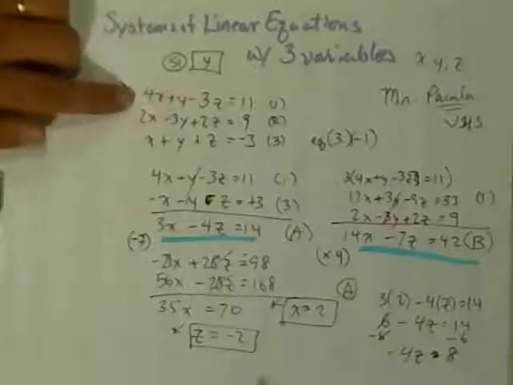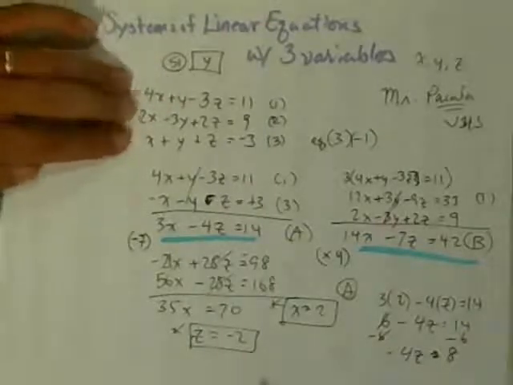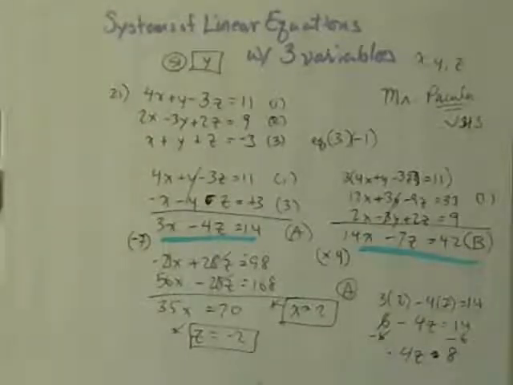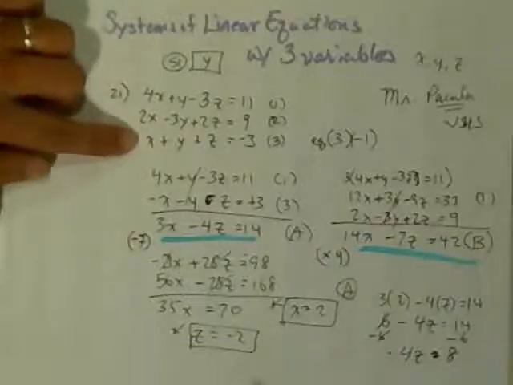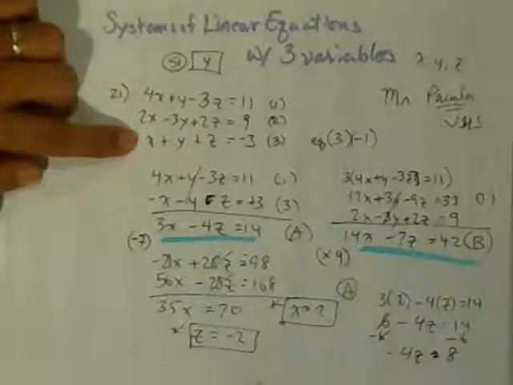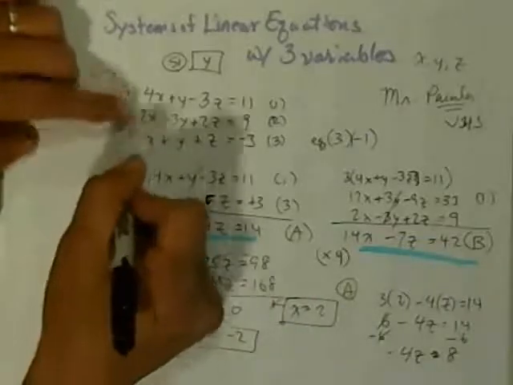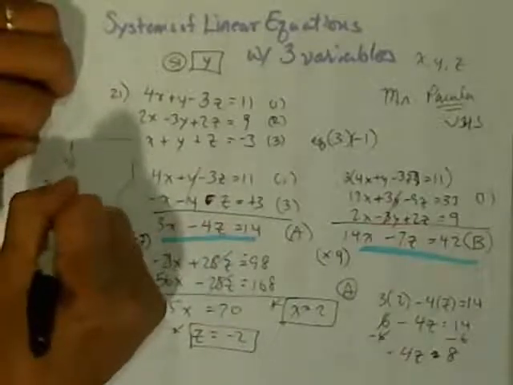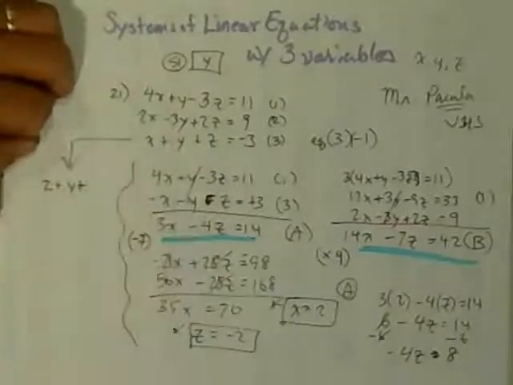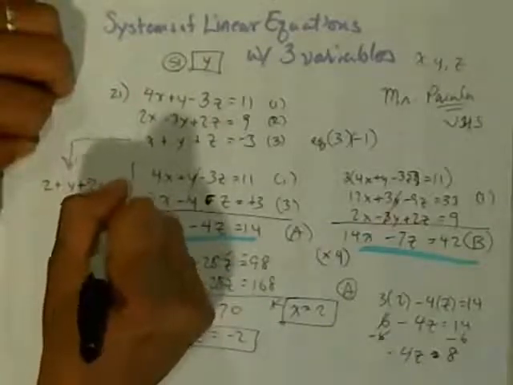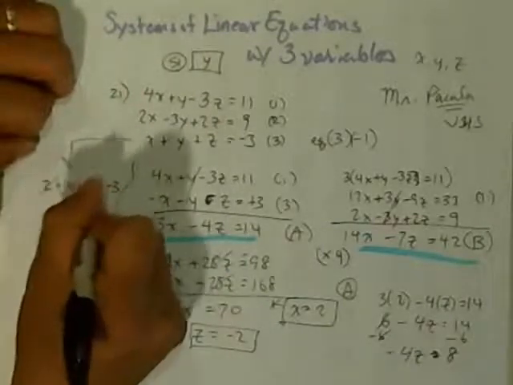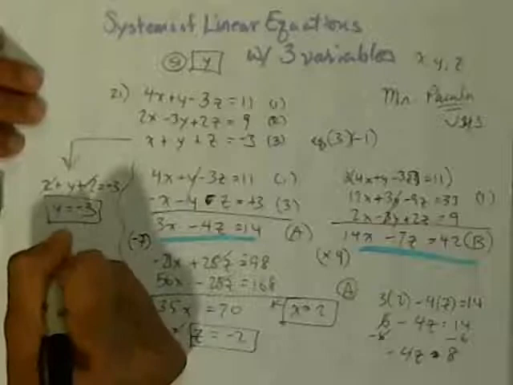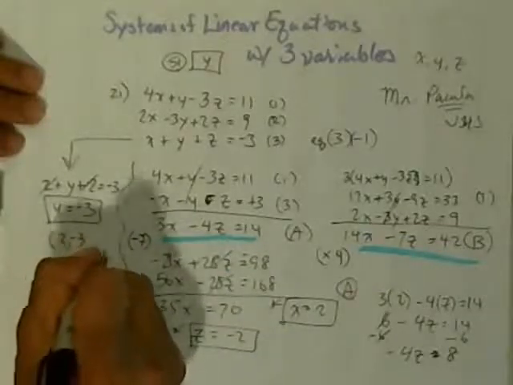We're going to plug into one of the equations at the very beginning, either 1, 2, or 3. You can choose whichever one you want. Let's use equation 3, because it's the easiest to work with. So x is 2. 2 plus y plus z, which was negative 2, is equal to negative 3. These cancel. Y must equal negative 3. So our solution set is 2, negative 3, and negative 2.